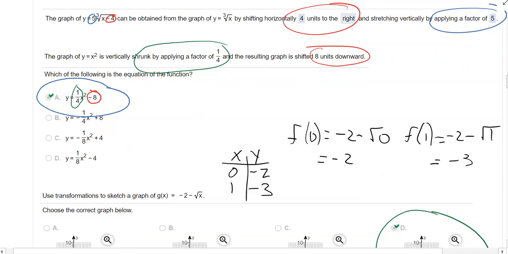In the next one, we have going downward by an 8, so that's where this minus 8 comes from. And then we have shrinking by a factor of 1/4, and that's what happens here.